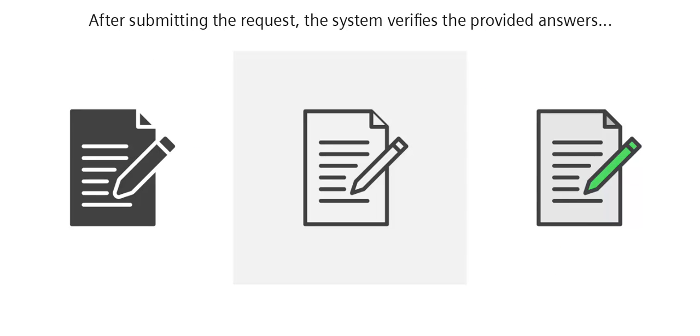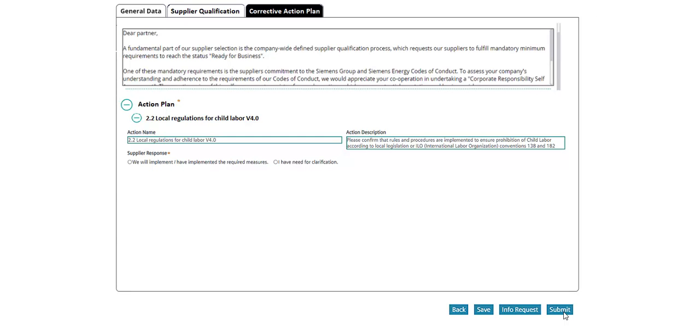After submitting the request, the system verifies the provided answers. In the case that corrective actions based on given answers are required, a new tab Corrective Action Plan appears. The original answers remain read-only. In section Action Plan the related questions appear and the supplier is now requested to provide an appropriate answer. Click on Submit when done.